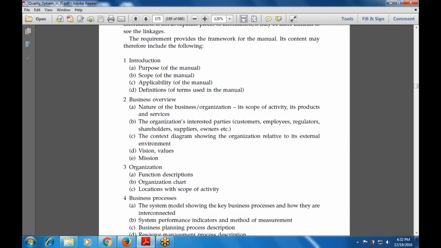After this, there is the third part that is known as the organization. That includes first the function dependencies or function criteria. Then the organization chart, then locations with the scope of the activity. Then the business process, the system model that shows the key components, the key business processes, and how they are interconnected with each other.